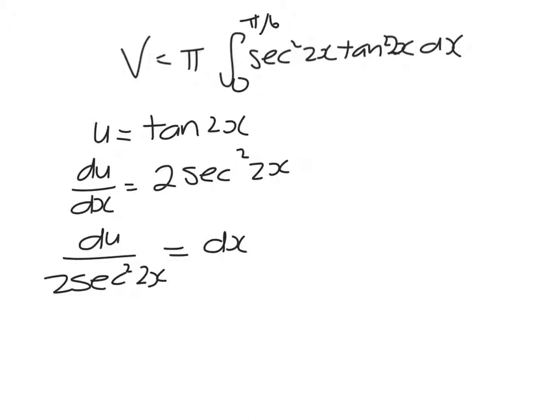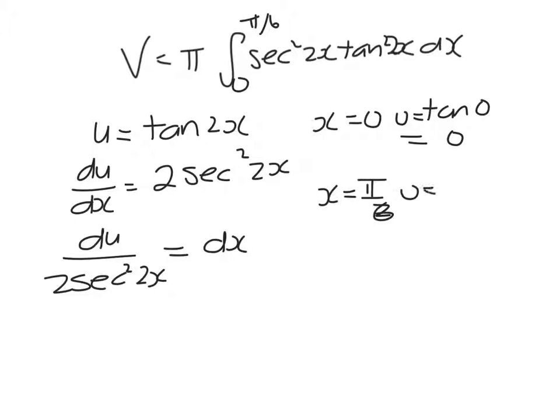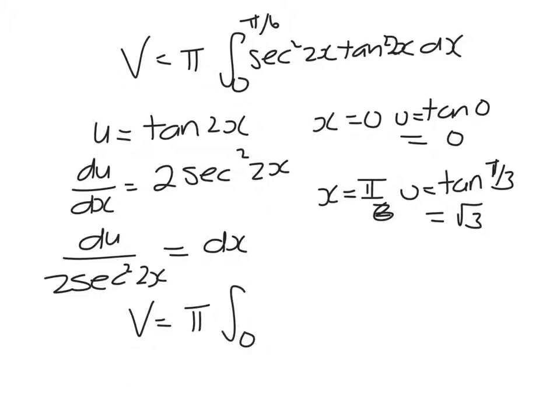We also need to deal with our limits. When x equals 0, u equals the tan of 0, which is 0. And when x equals pi over 6, u equals the tan of 2 pi over 6, which is tan of pi over 3, which is root 3.